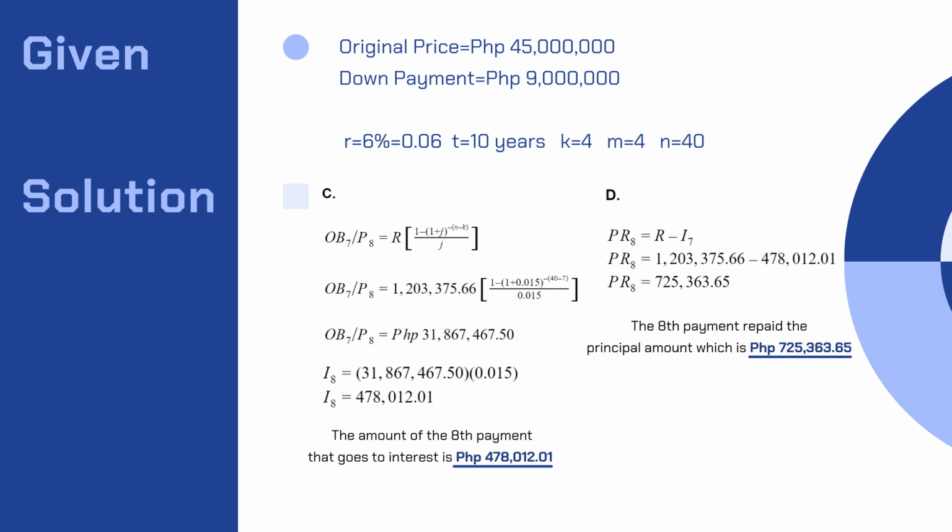For D, we will solve for the amount that repaid the principal amount. To do this, we just need to subtract the interest we solved for in C from R, and the 7th payment which repaid the principal amount is 725,363 pesos and 65 centavos.